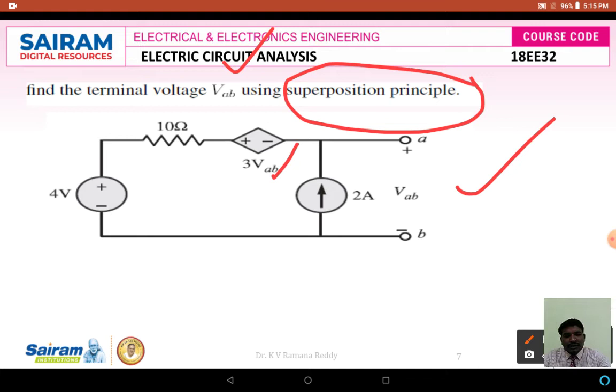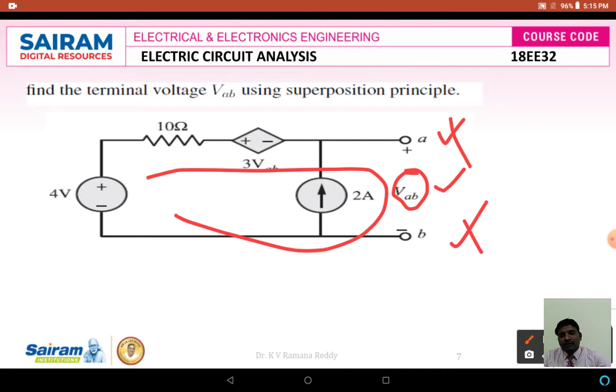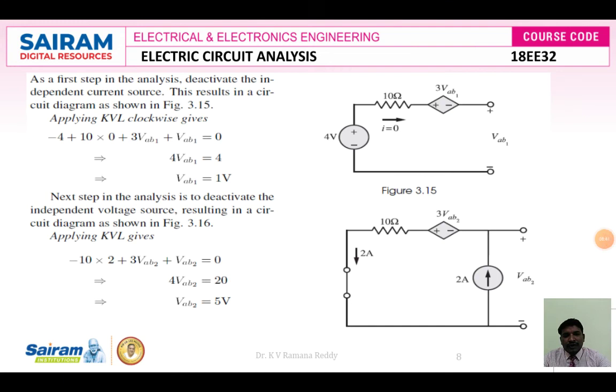If you look at this circuit very closely, there is a logic to finding VAB in the problem itself. They have given VAB, which is nothing but the voltage across the terminals A to B. So to find the voltage across the terminals A to B, that is VAB, we have to apply Kirchhoff's voltage law and find the VAB value. So let us see how to find the VAB value by applying Kirchhoff's voltage law.